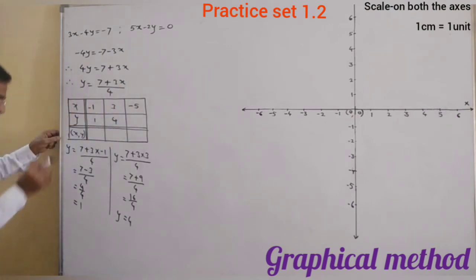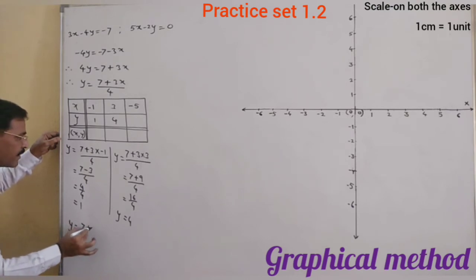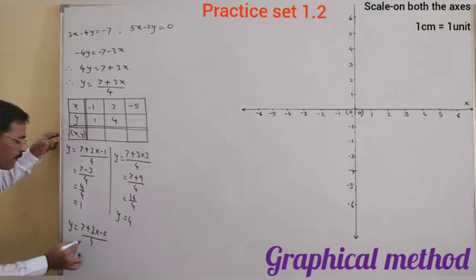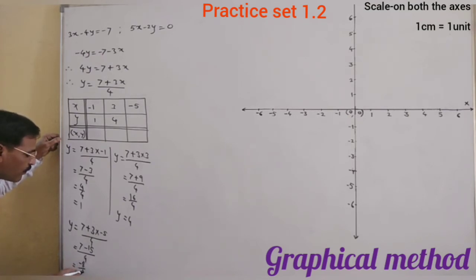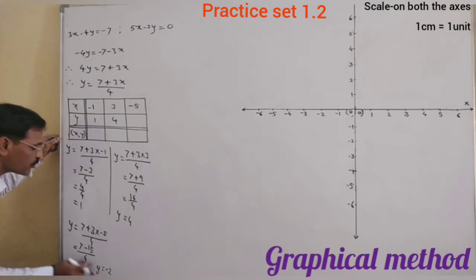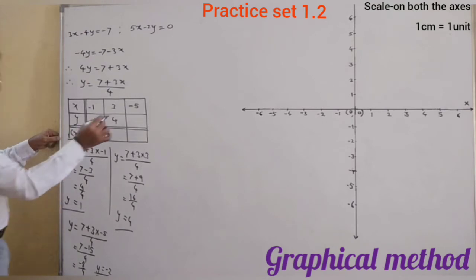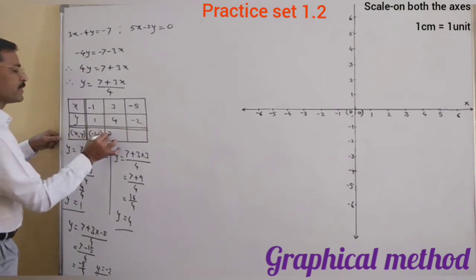Okay, -5. See here, x equal to -5. Then (7 plus 3 into -5) upon 4. What will come here? 7 minus 15 upon 4 means the numerator will be -8 upon 4. So y equal to -2. Understand friends? This is the system. -2. Like this we will get the points.